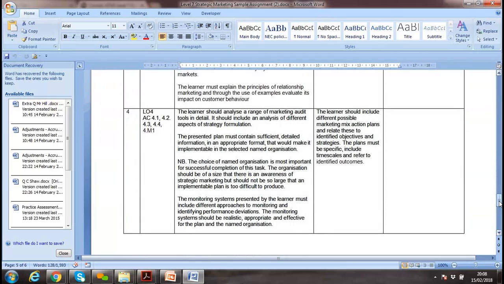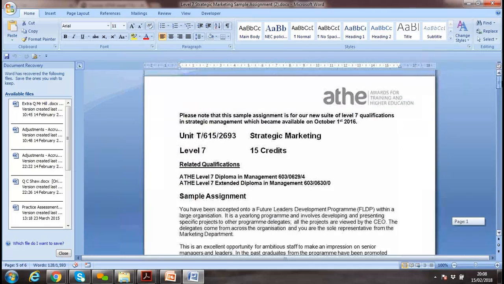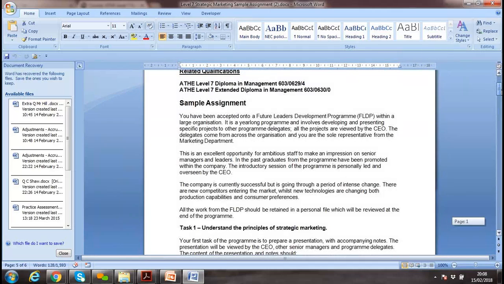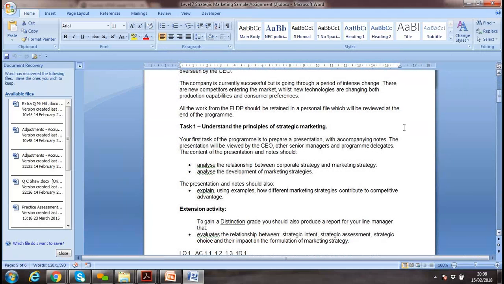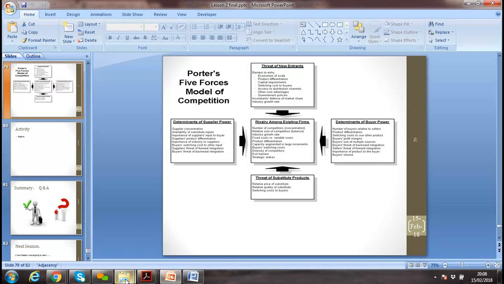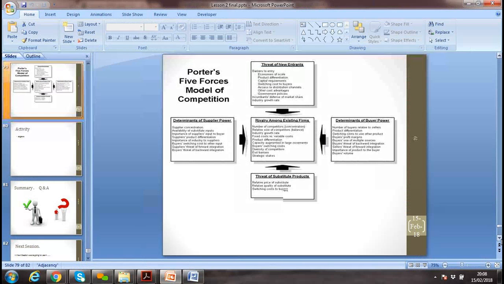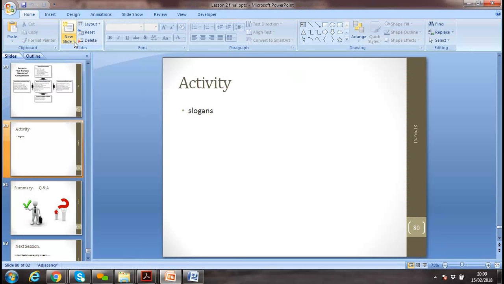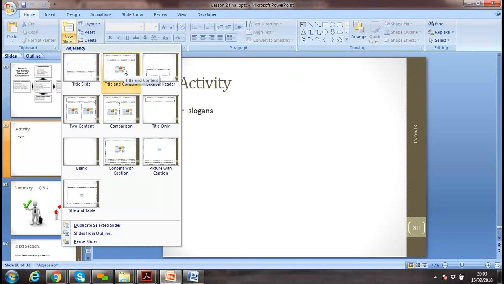So I have to make the assignment in Microsoft PowerPoint, because it states here that you have to make a presentation. Yes, your first task is to prepare a presentation with accompanying notes. You can make the PowerPoint slides and underneath write the notes for them. These are not my slides. Where can I write underneath? You need to choose the option from the slide where you can show the notes as well. That's all you need to do.